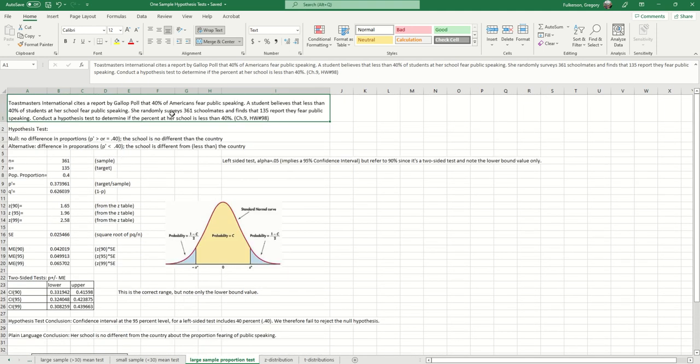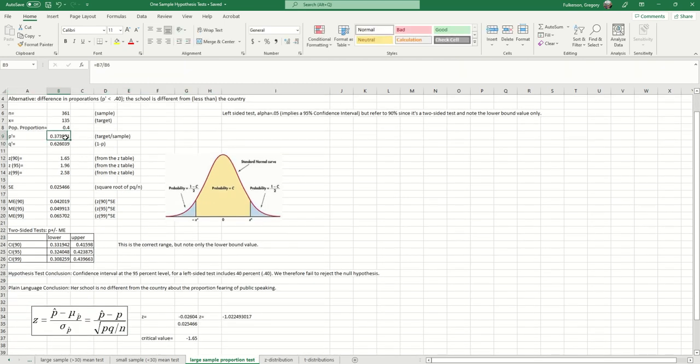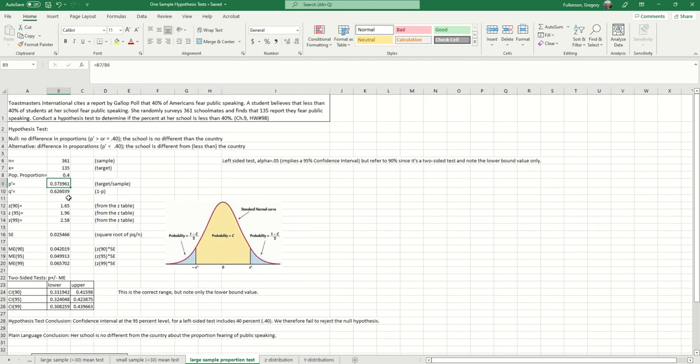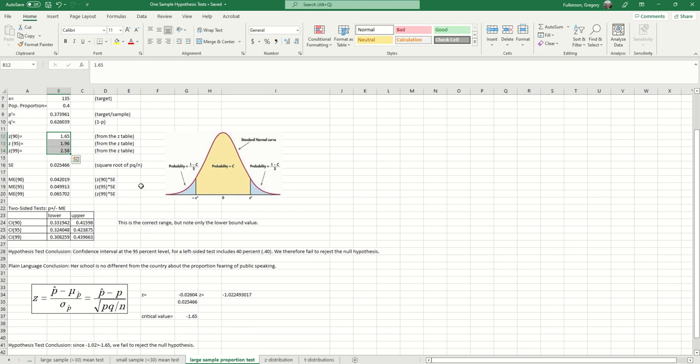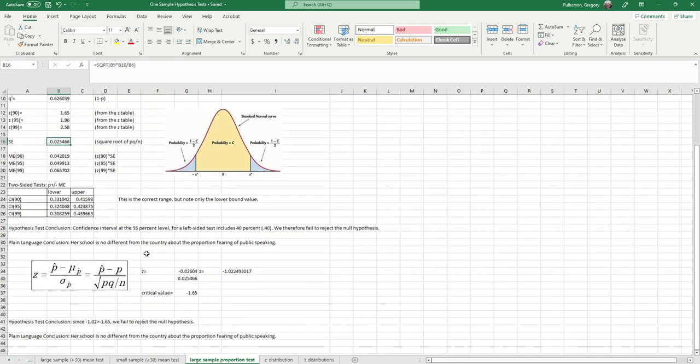So in this problem, again, we were looking at whether schoolmates at a college were less fearful of public speaking than the average for the rest of the country, which was 40%. From before, we estimated p to be 0.37, and then we also estimated the q value, which is 1 minus p. We already found our z critical values from the z table based on our level of confidence, and we already calculated standard error for the confidence interval. So let's look down here at the hypothesis test.